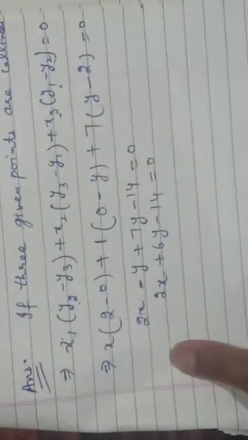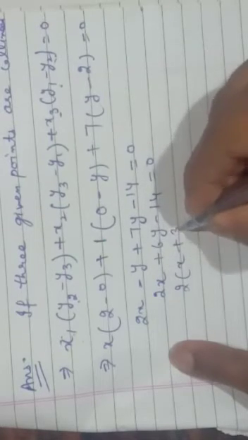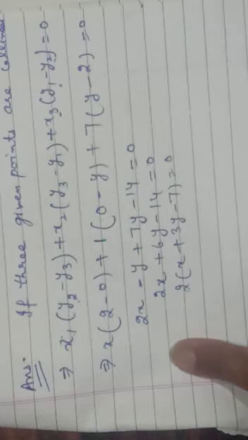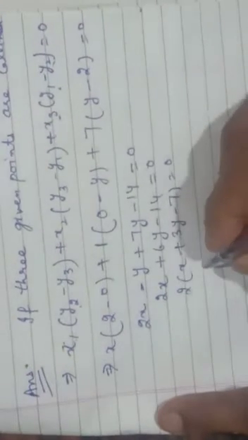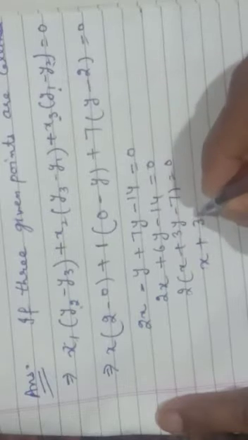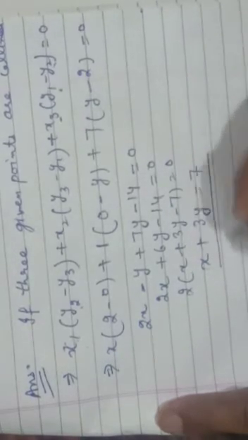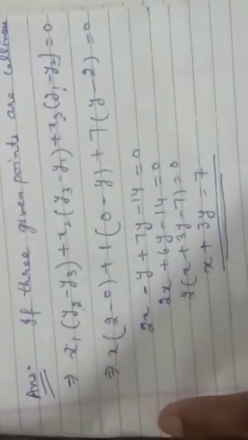From this equation I can take 2 as common, so it becomes x plus 3y minus 7 equals to 0. 2 can be taken on the other side, 0 will be divided by 2, the answer becomes 0. So the equation reduces to x plus 3y equals to 7. So this is my particular relation if the three given points are collinear.